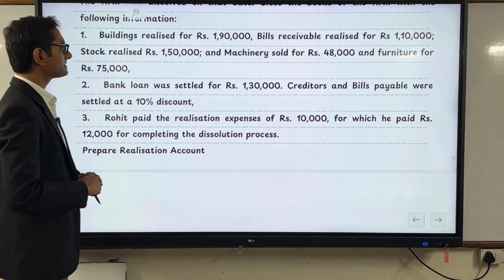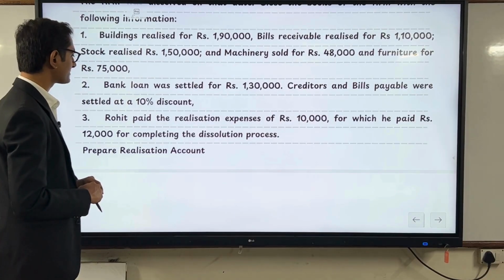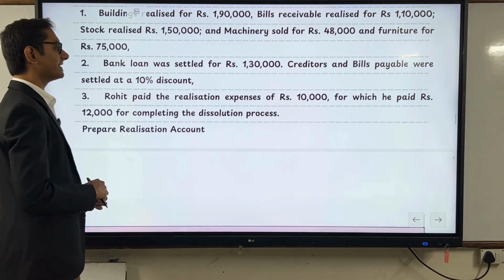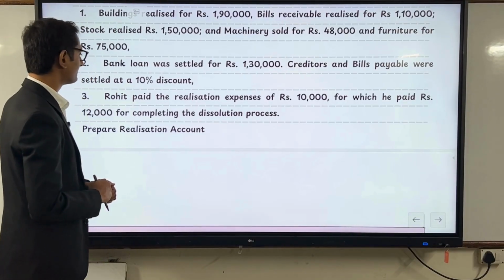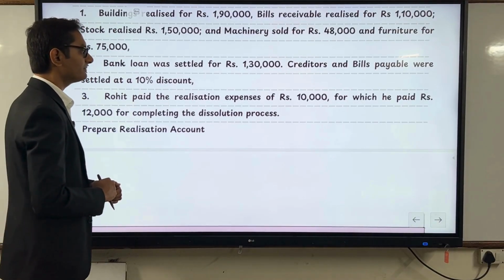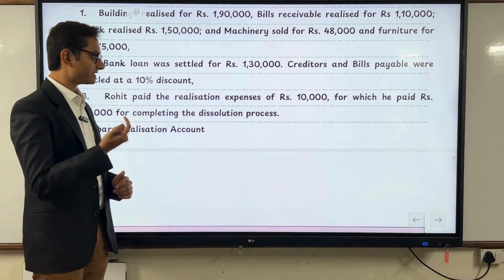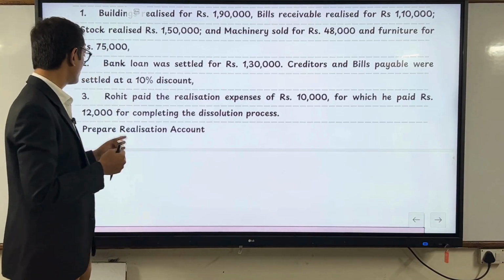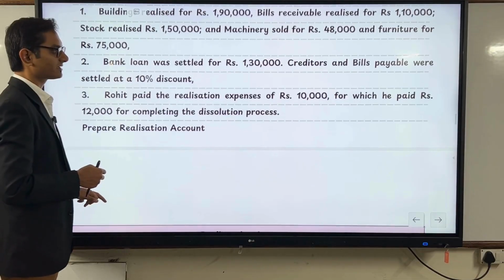Bank loan was settled for 1,30,000. Creditors and bills payable were settled at 10% discount. Rohit paid off the realization expense of rupees 10,000, for which he paid rupees 12,000 for completing the dissolution process. Rohit has paid 12,000 for the dissolution process. Prepare the realization account.